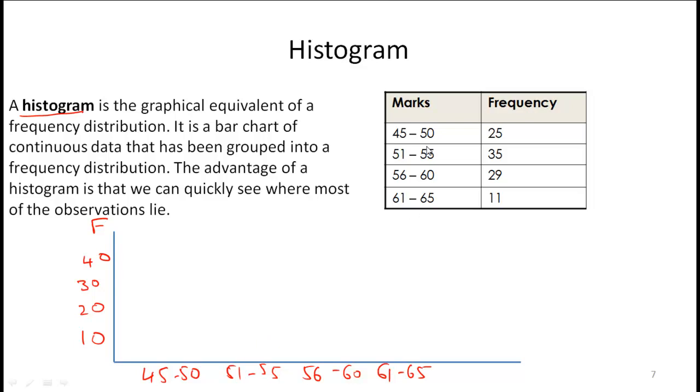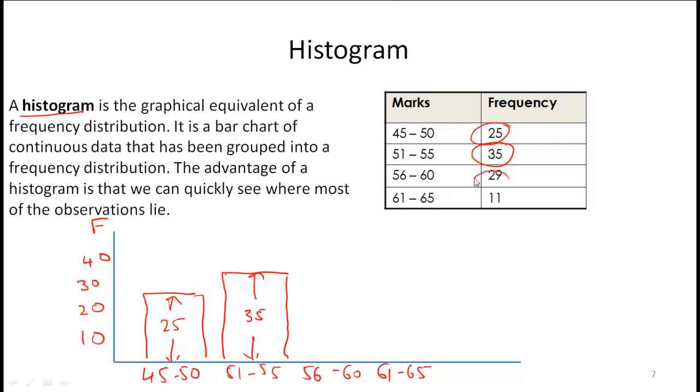Now 45 to 50, we have 25 students in this range, so 25 is about there. So we create a bar that has a height of 25. Then in the 51 to 55, the frequency is 35. So here we create a bar with a height of 35.